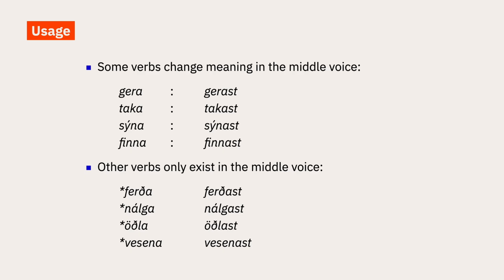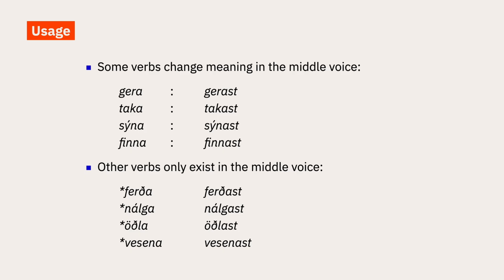Many of these are formed from nouns or adjectives. So ferðast comes from ferð. Vesenast clearly comes from vesen. And we can spontaneously form new verbs like this. So we could say, for example, take the noun pabbi, dad, and we could translate that into the verb pabbast, which means something like to do dad duty, to be doing things that a dad does.